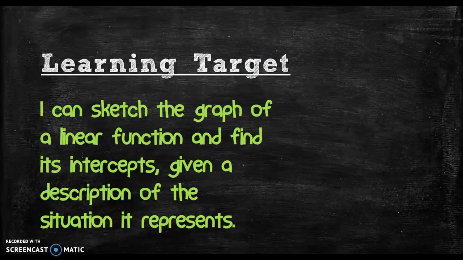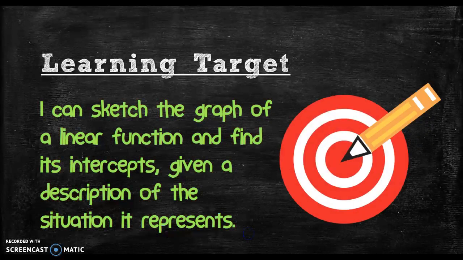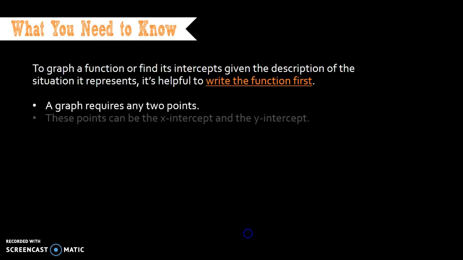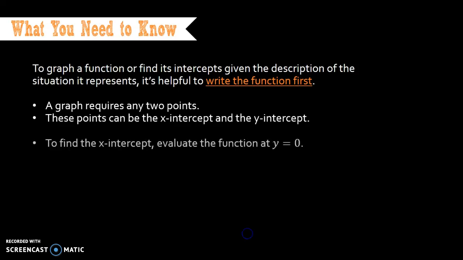I can sketch the graph of a linear function and find its intercepts given a description of the situation it represents. Here's what you need to know. To graph a function or to find its intercepts given the description of the situation, it's helpful to just write the function first instead of jumping straight to a graph. A graph just requires you to find any 2 points and then you connect them with a straight line. Remember that 2 points that are super easy are your intercepts. Just go find your x-intercept and your y-intercept.